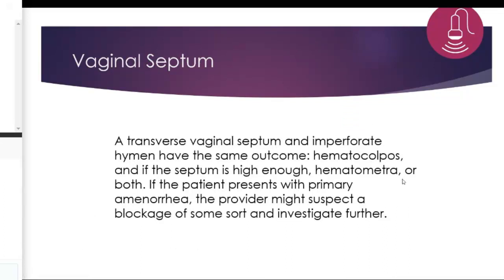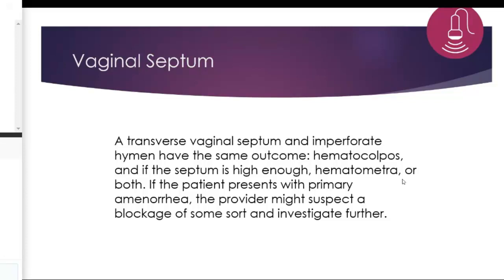A transverse vaginal septum and imperforate hymen have the same outcome. An imperforate hymen is very similar to a transverse septum as it blocks the excretion of blood and fluid. So hematocolpos is seen with a vaginal septum that's transverse or an imperforate hymen. Hematometra if the septum is high enough as well.